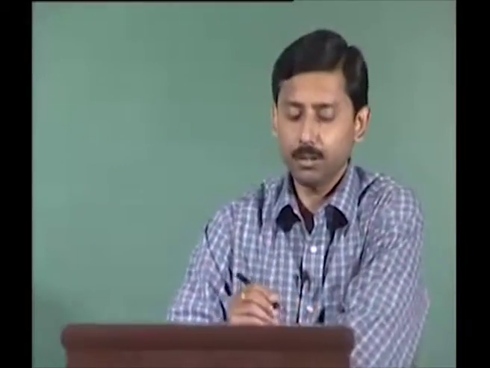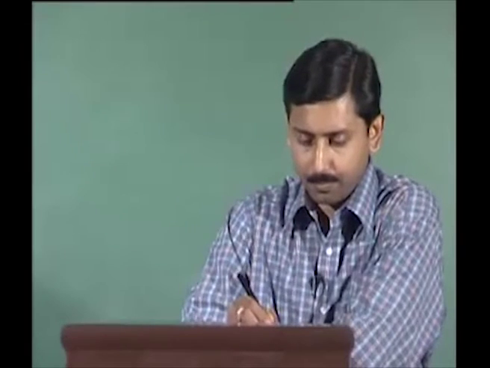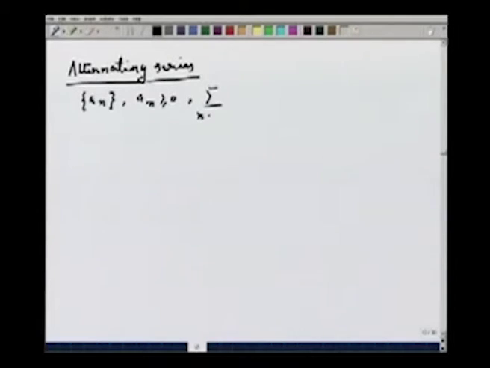Now we come to something called alternating series. So what is an alternating series? Suppose I have a sequence an and an is bigger than or equal to 0. Then I look at an infinite series of this form, summation n from 1 to infinity minus 1 to the power n plus 1 times an.